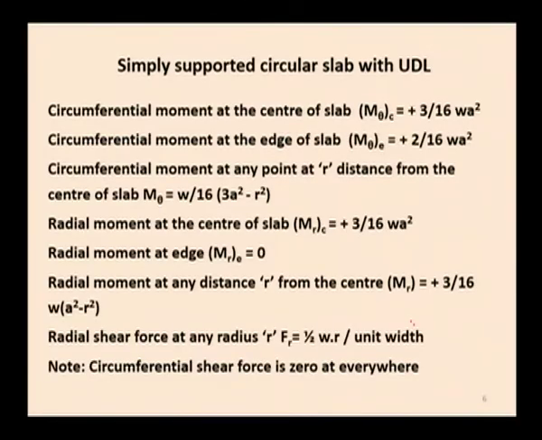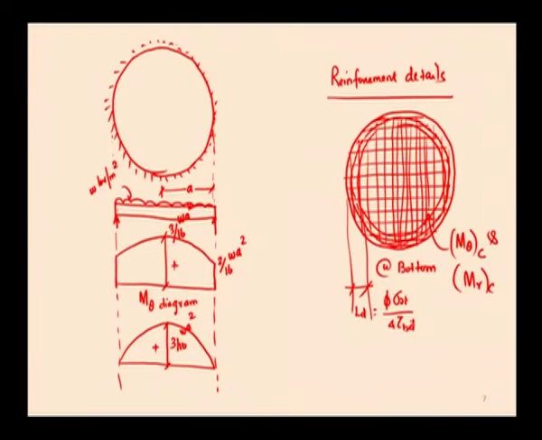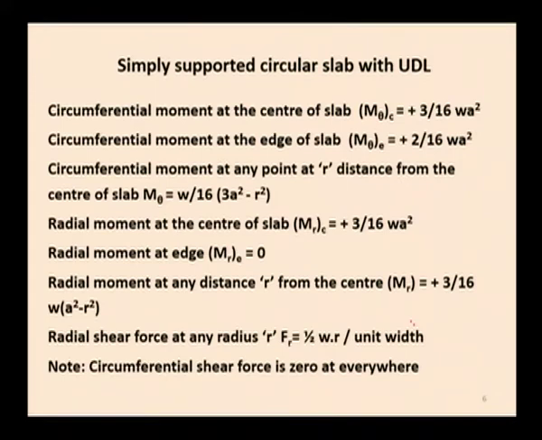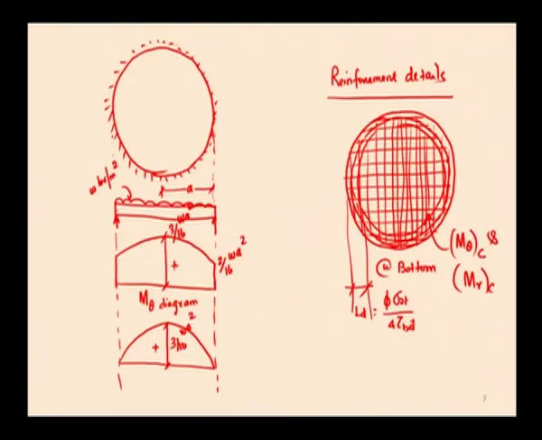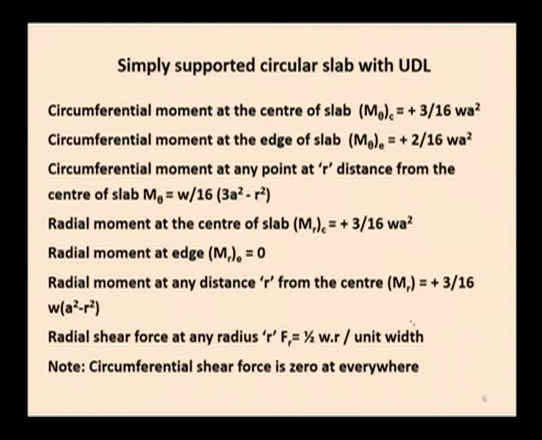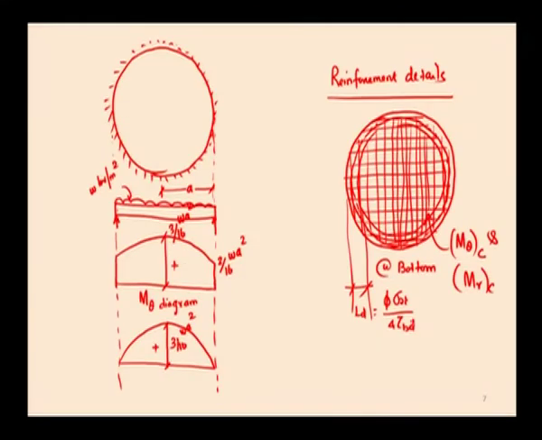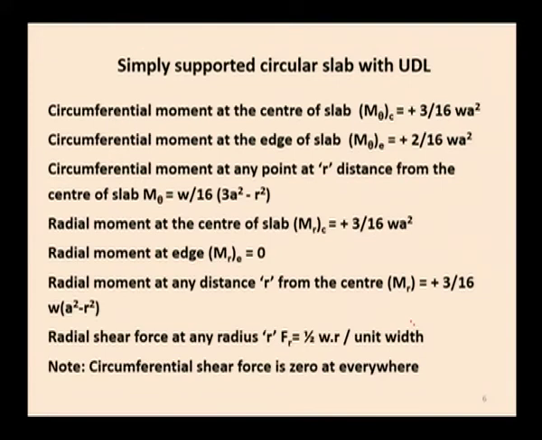Next, the circumferential moment at the center of the slab is 3 by 16 W a squared, and the circumferential moment at the edge of the slab is 2 by 16 W a squared. The circumferential moment at any distance r from the center of the slab is M theta = W by 16 into (a squared minus r squared). The radial moment at the center of the slab is 3 by 16 W a squared and the radial moment at the edge is normally 0. The radial shear force is Fr equal to 1 by 2 W r per unit width. Note that the circumferential shear force is 0 everywhere.